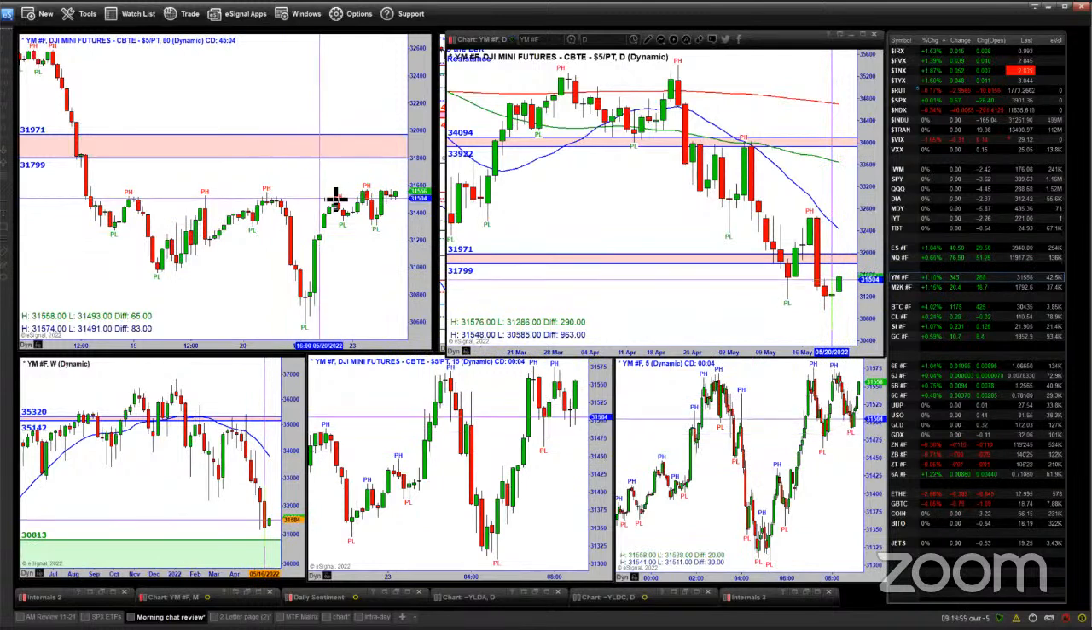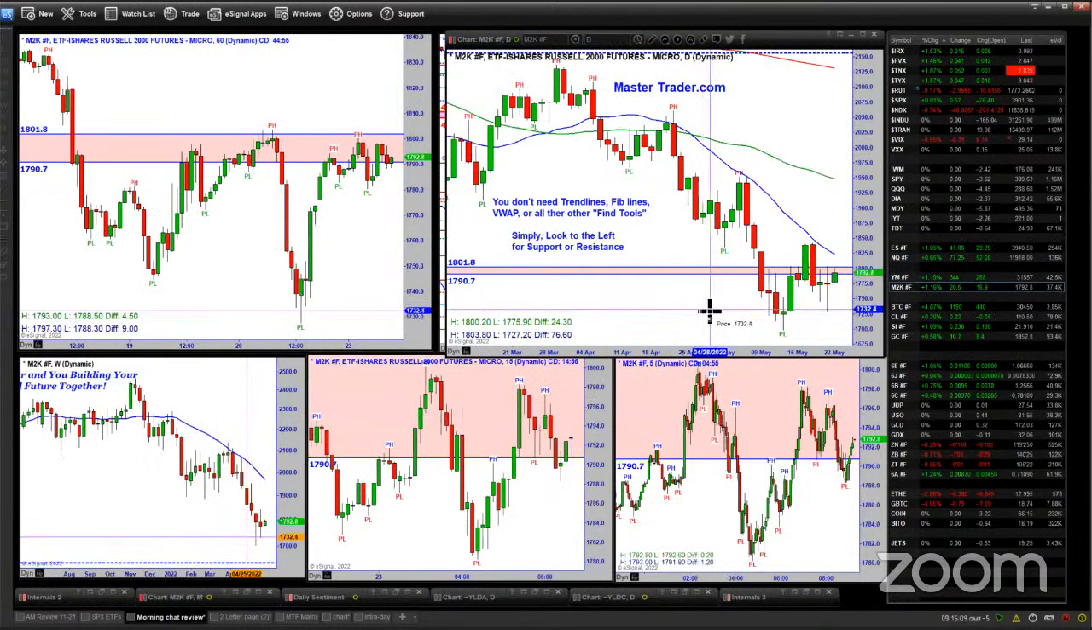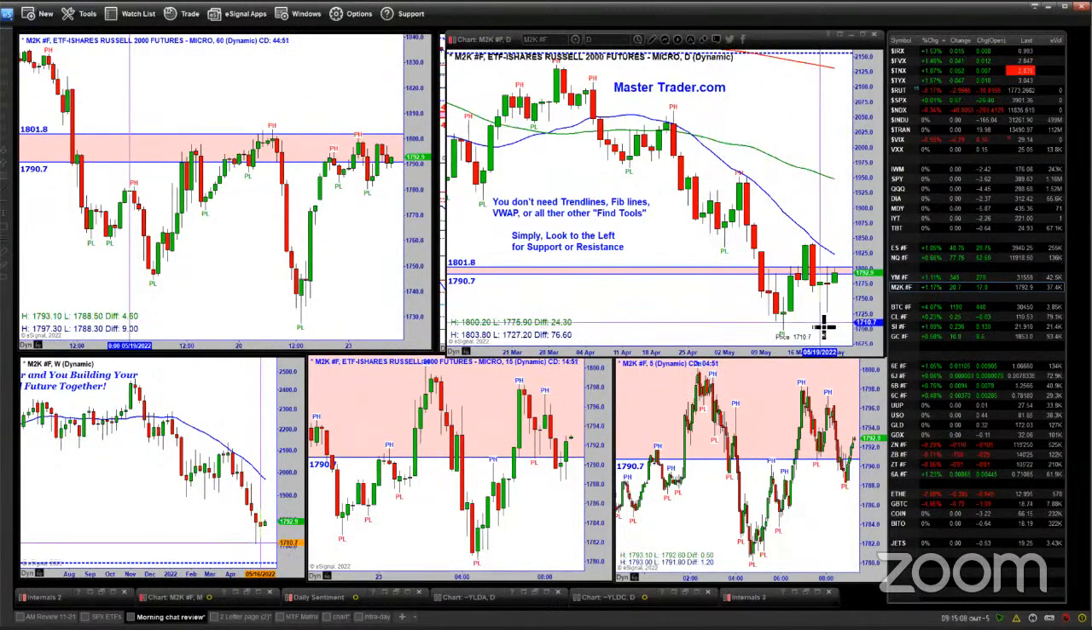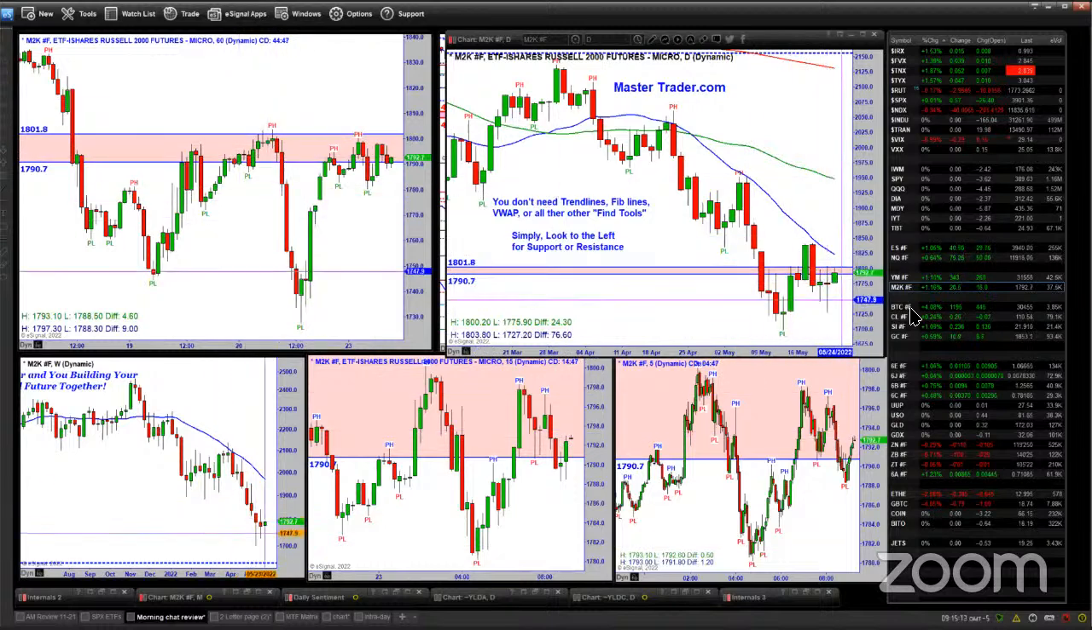But the Dow actually showing some relative strength, hanging up here for now, just chopping around. The Russell basically doing a lot of the same thing, nothing. But it did show a little strength by not going down below the low, but doing nothing here.